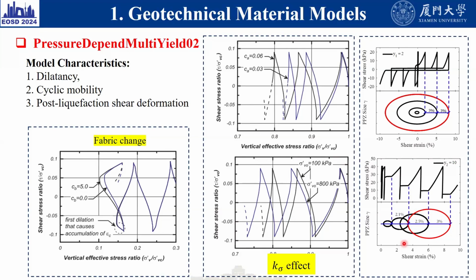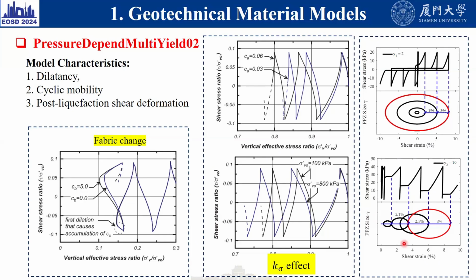If you are familiar with soil mechanics, you will know that when the soil is under higher confinement, the soil will become more contractive and will be liquefied more easily. So this is called the K sigma effect. We also have post-liquefaction shear deformation.